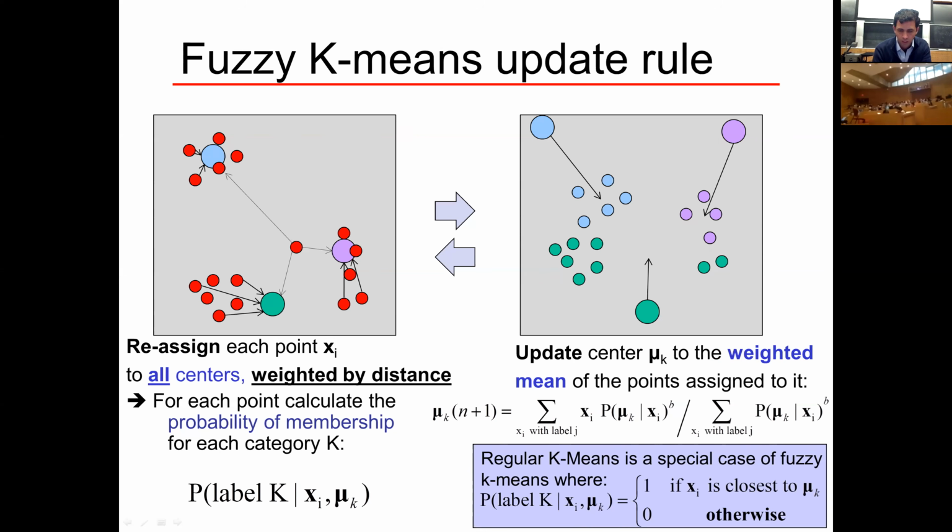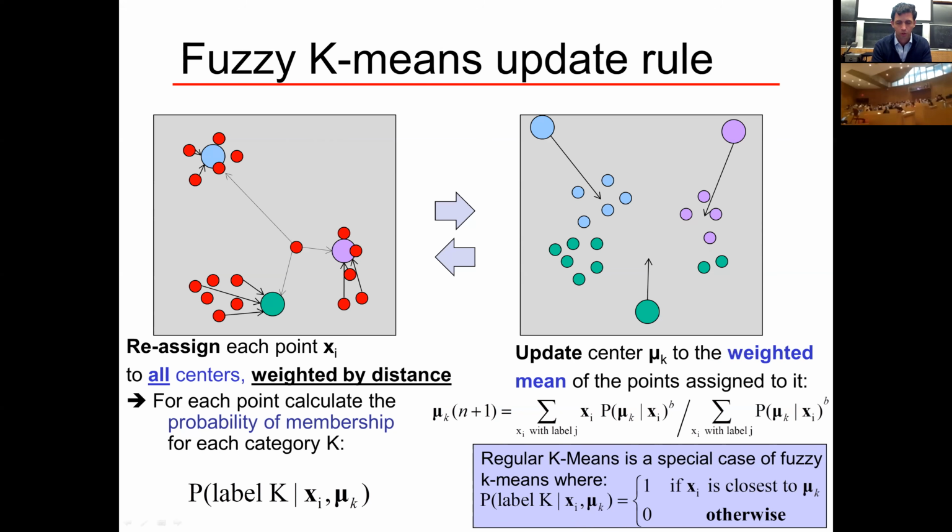So basically, regular K-means is a special case of fuzzy K-means where that probability is 1 if it's the closest point and 0 otherwise. Yeah. Again, in the sum, you would be summing over all the points, not just points with the label. Correct. In this particular case, this probability is going to be very high for the points that are nearest, and therefore I'm going to be weighing much more the points that are nearby, and only letting the points that are far away influence me a little bit.